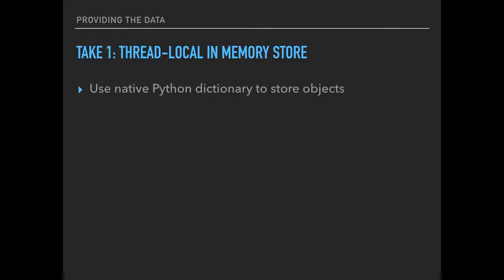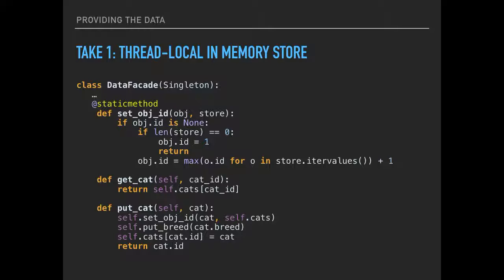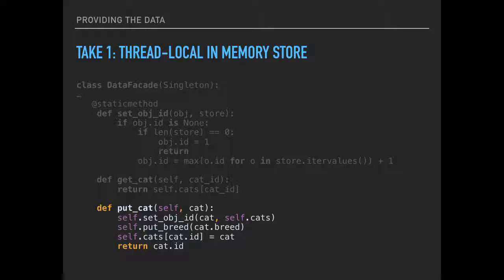For the first take, I'm just going to do it really simply and use a Python dictionary in memory to store the objects. So I've written a data facade class which does this. This isn't all the code, but I'll just highlight some of the important ones. Firstly, I can put a cat into here. I first set the object, the ID of the cat. I then also put the cat's breed. And then I store the cat into my storage dictionary and return its ID.